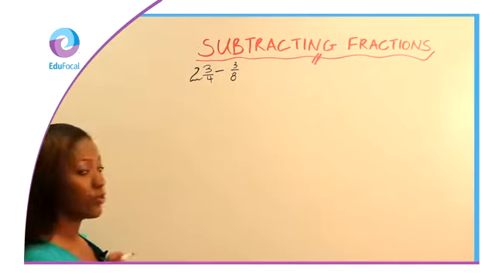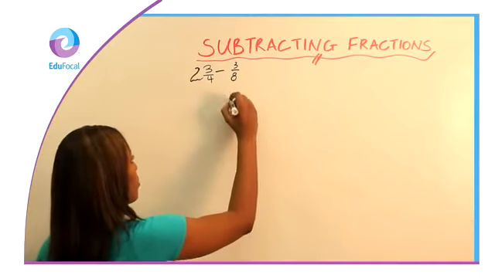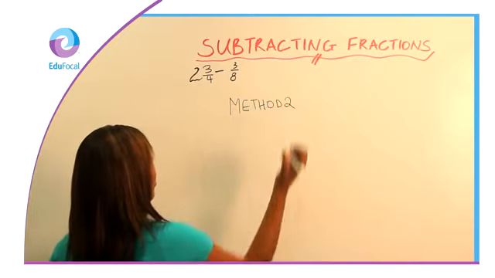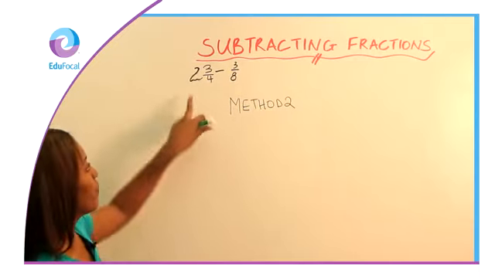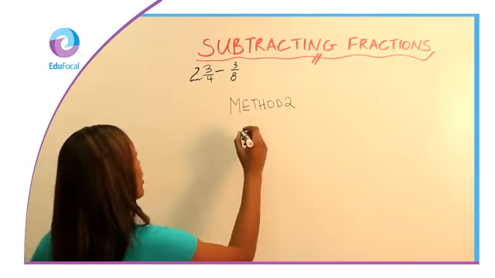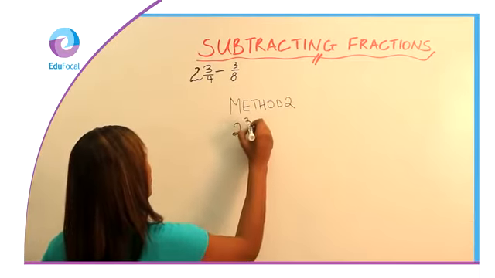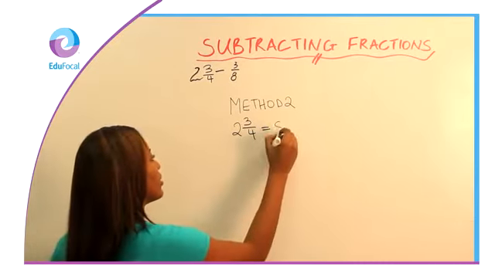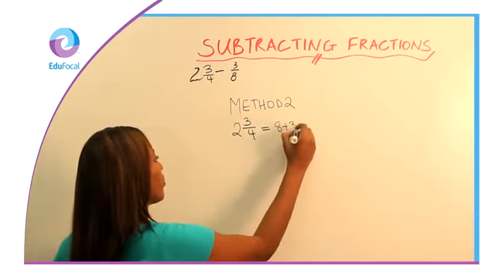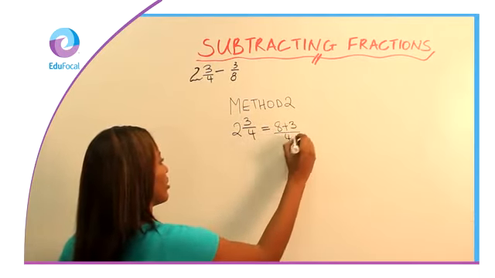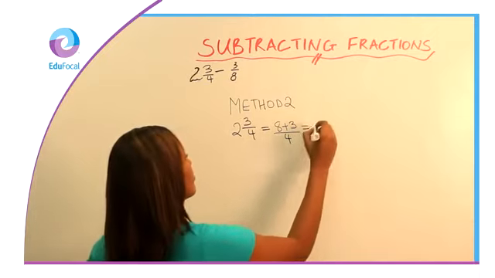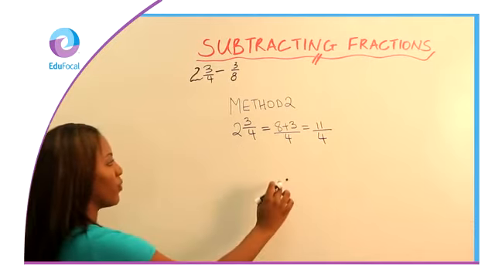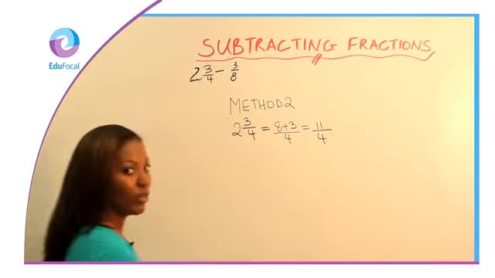And now I'll show you the second way to work the question. Method 2. You start off by changing the mixed fraction to an improper fraction. So 2 and 3 over 4 will become 4 times 2, which is 8, plus the numerator, 3, over the same denominator. 8 plus 3 is 11, and you put back your denominator. So 2 and 3 over 4 as an improper fraction will be 11 over 4.